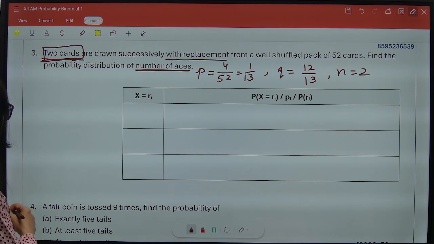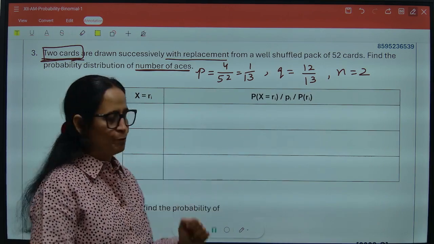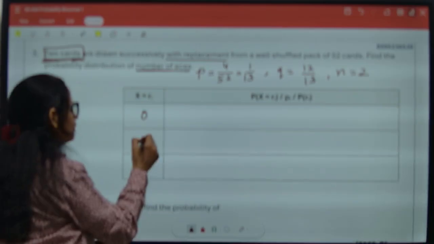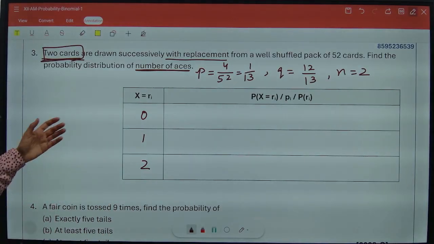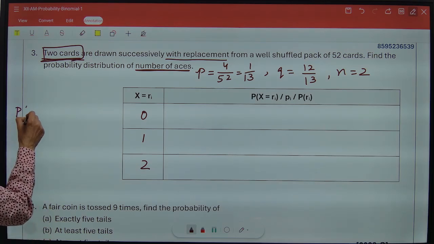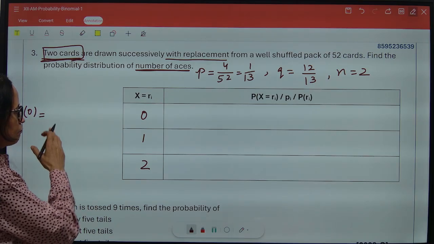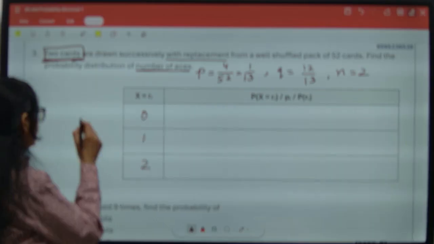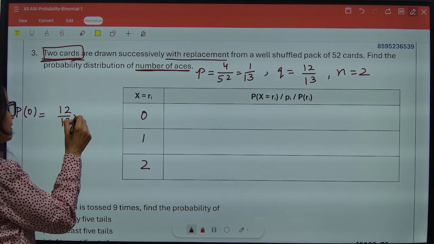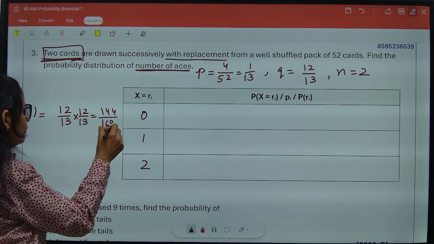We need to find the probability distribution of number of aces. 2 cards are drawn. So what is the maximum number of aces that you would have? 2 or maybe 0. So the possible values for the random variable could be 0, 1 or 2. Now because it's a very small number, let's do it without binomial and with binomial and see how we get the same answer. So if you do not get any ace, probability of getting 0 ace, that means the first card is a non-ace card. So the probability is 12 by 13 and the second is also a non-ace card. So the overall probability is 144 by 169.